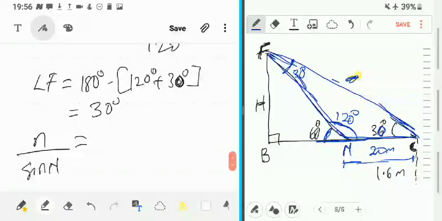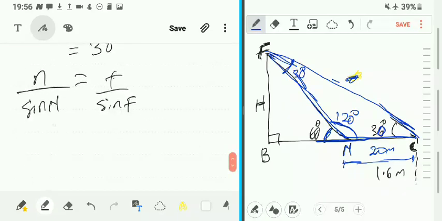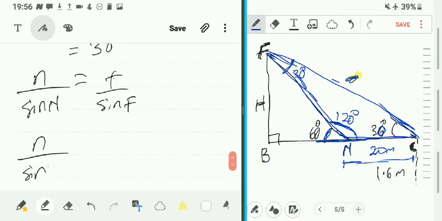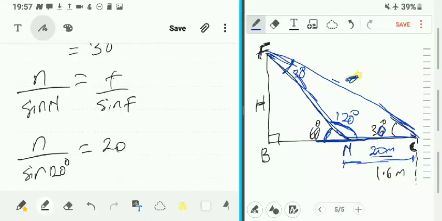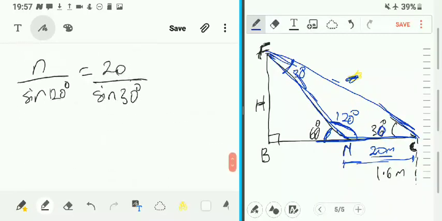So this side is given, the angle is also given. So I'm going to be using F over sine F. N, that's what I'm looking for, over sine, what is my n? That's 120 degrees, equal to what? What is small f? 20 meters, divided by sine 30 degrees. We were told to leave our answer in surd form.